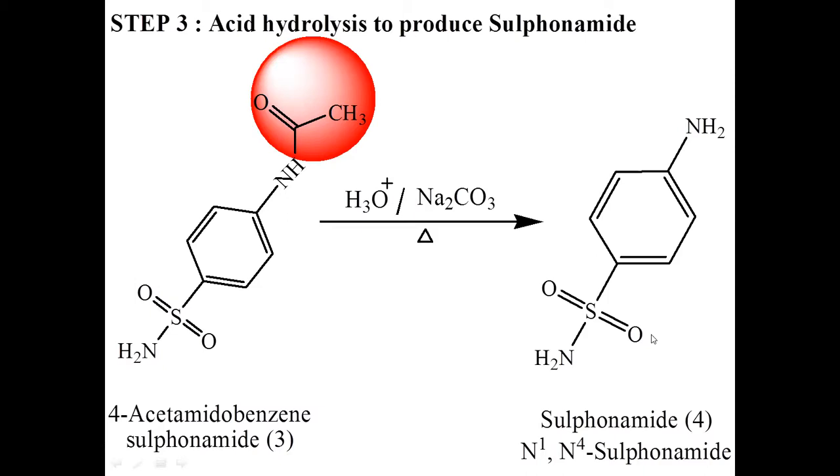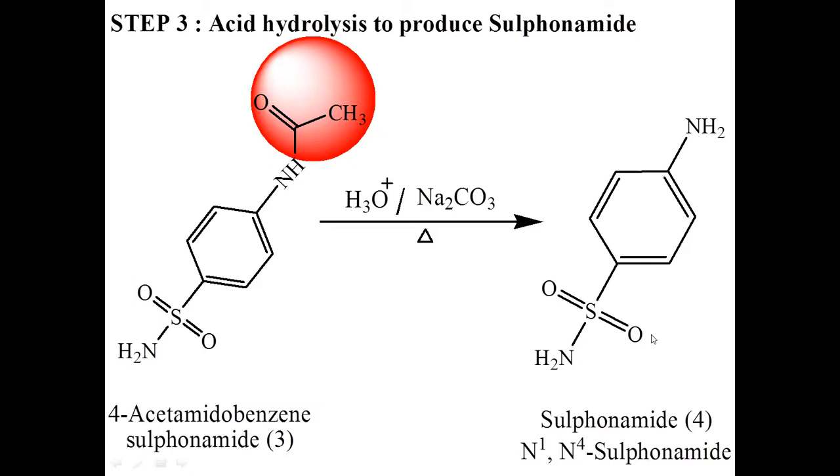Now the sulfonamide group is very stable to acid hydrolysis. This sulfonamide group is very stable to dilute acid hydrolysis because of resonance and steric hindrance.